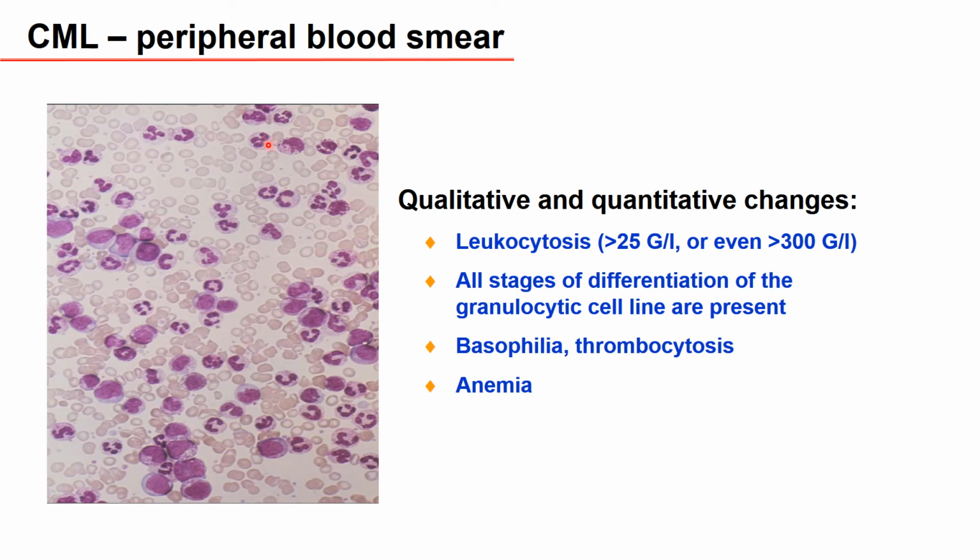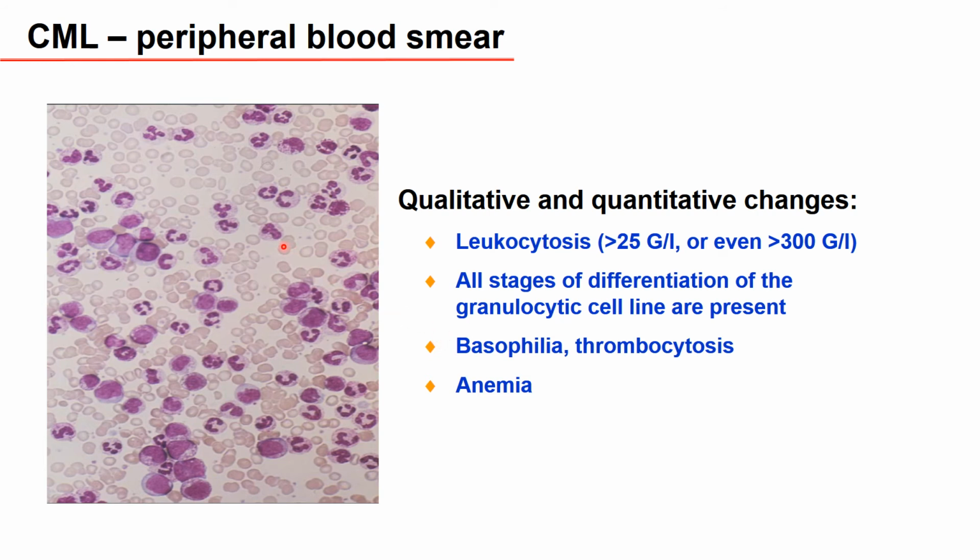Now, how does CML look in the peripheral smear? In the peripheral smear, we see qualitative and quantitative changes. First of all, leukocytosis: we can have as much as 300 giga/liter of white blood cells. CML was the first of these leukemias described. Now, we see all stages, from the beginning to the end, everything is there.